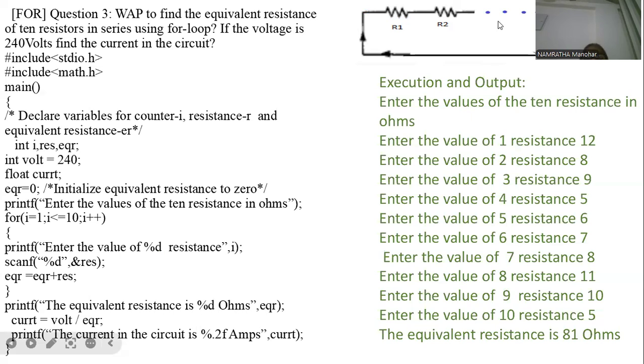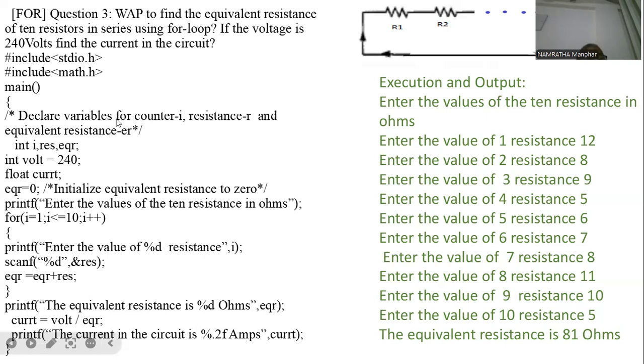The equivalent resistance of this circuit is R1 plus R2 plus R3 plus R4 plus 5, 6, 7, 8, 9, R10. Then the voltage divided by this total resistance will give you the current, right? So here we can use the for loop.